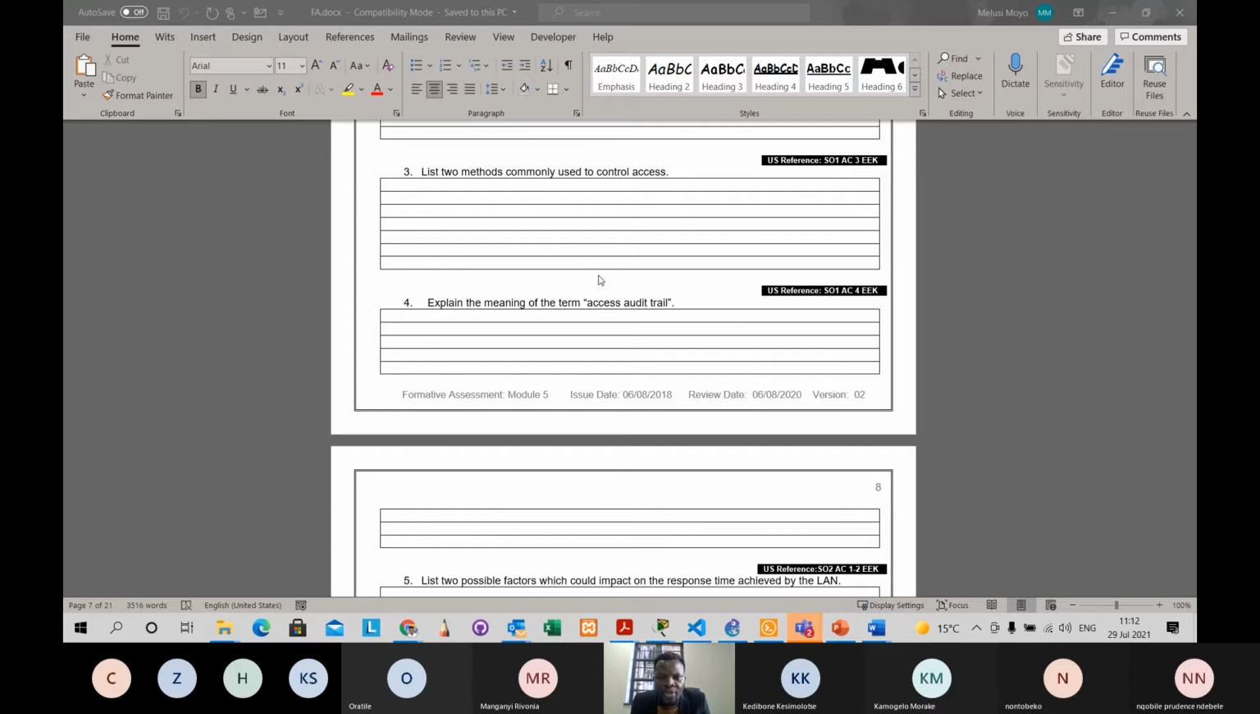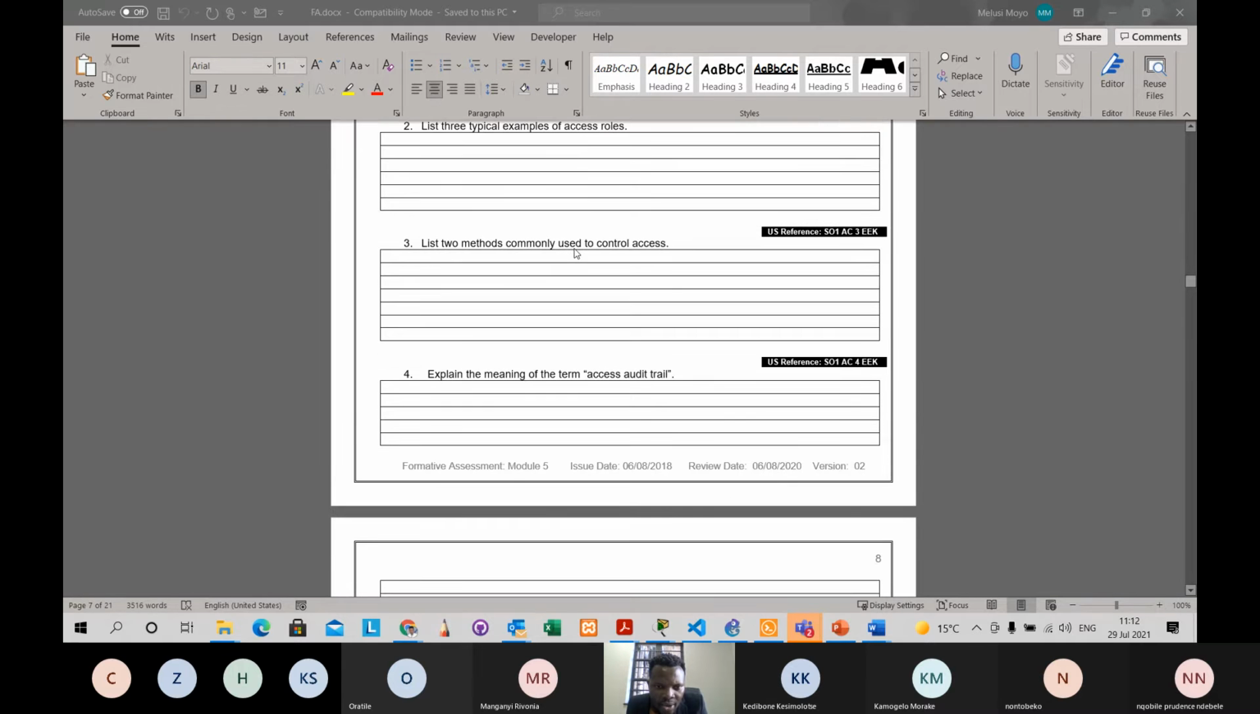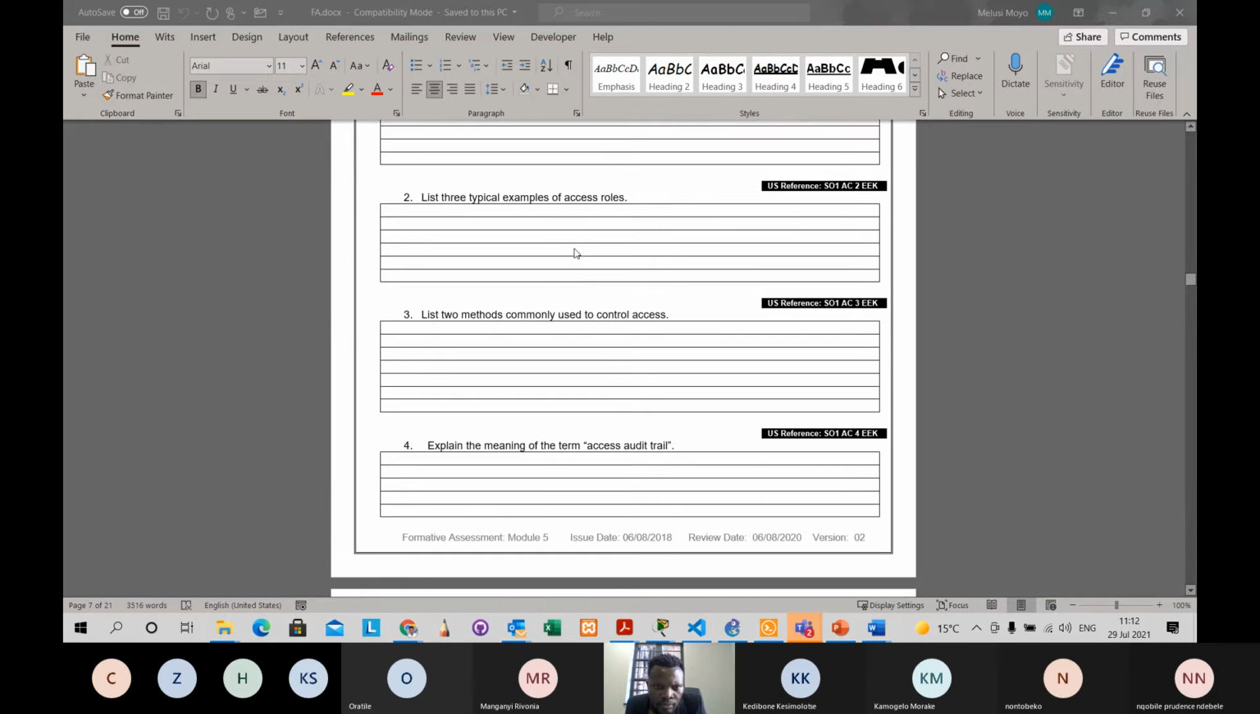Okay, number 3: list 2 methods commonly used to control access. We looked at the access control roles, and now we're looking at the methods. So down here, you can talk about role-based access control and discretionary access control, and you can add them to question number 3.